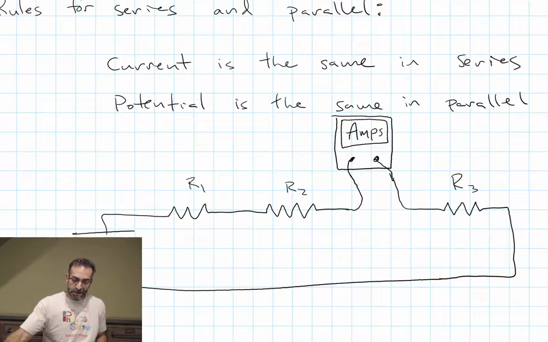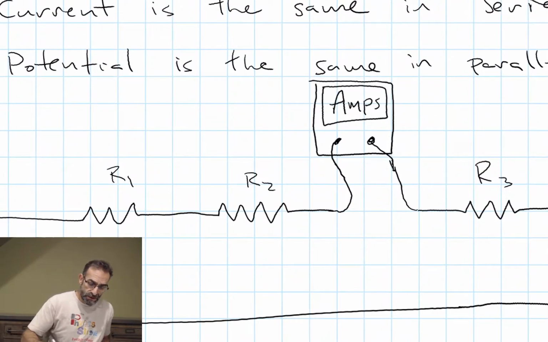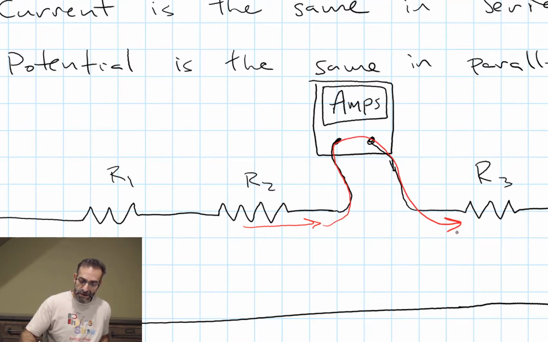The current that comes out of R2 doesn't have a choice. It's in series with the ammeter. It has to go through the ammeter. And so my ammeter is reading the exact same current that's going through R2. But there's a problem.